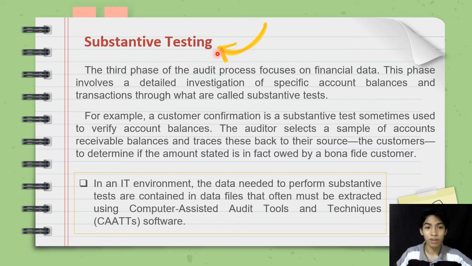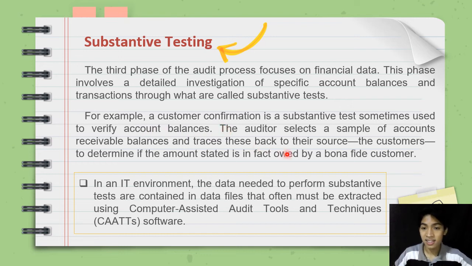For the last one, we have the substantive testing. Now, this third phase of the audit process focuses on financial data. This phase involves a detailed investigation of specific account balances and transactions through what are called substantive tests. For example, a customer confirmation is a substantive test sometimes used to verify account balances.